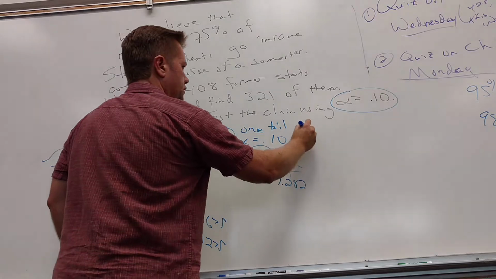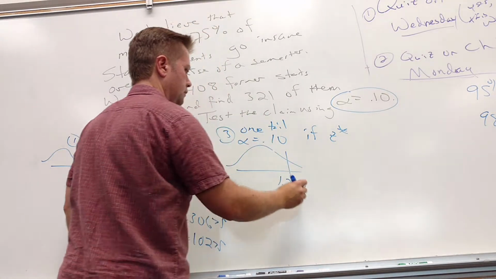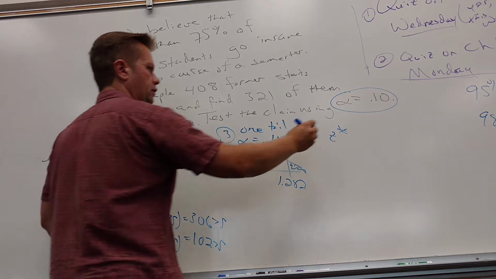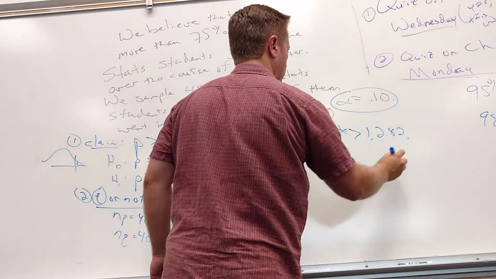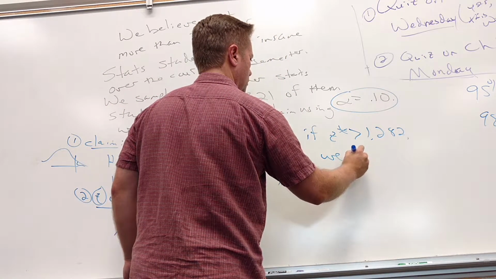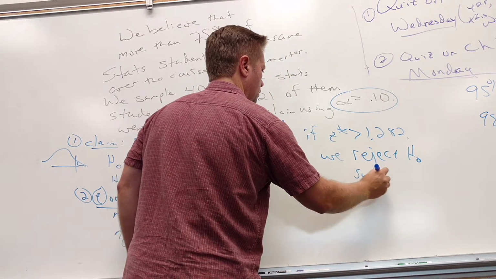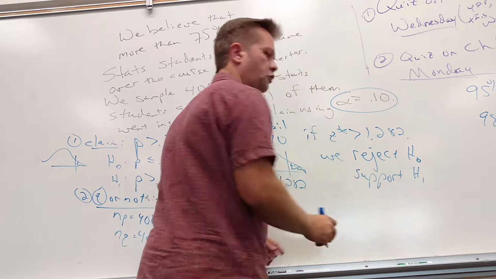So how do I say this in words? If Z star is greater than 1.282, we can do what? Reject the H0. Support the H1.